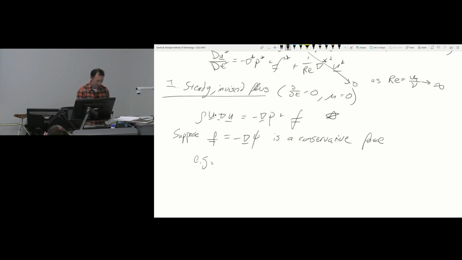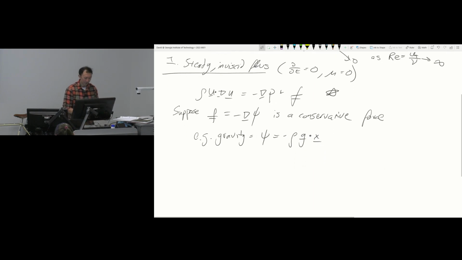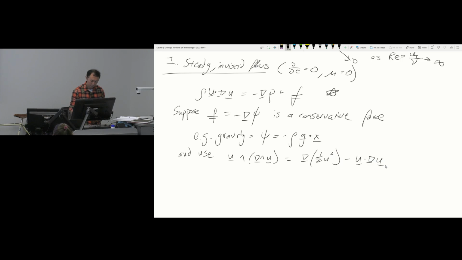And you worked on this, I think, for your homework. In this case, gravity can be written as psi equal to negative rho g dot x. Okay. Where psi is some scalar function. It's not a vector. It doesn't depend on direction. Then we're going to use an identity that we showed in homework 1.